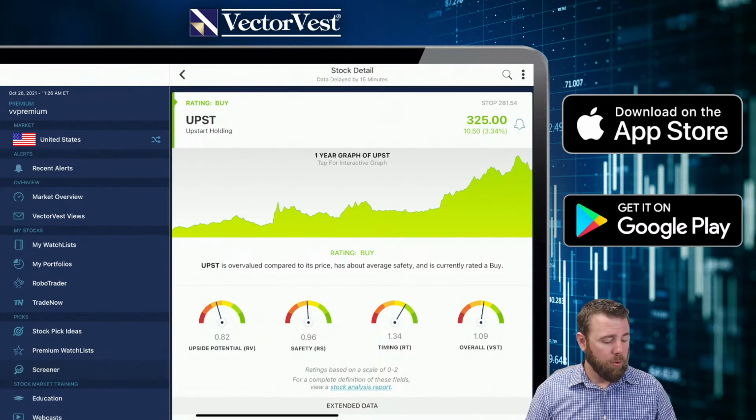UPST. Poor long-term potential. A lot of risk associated, or more risk associated with it. Timing still hasn't an uptrend, so it's a speculative play at $325 a share. That's going to be a pass for me, but overall the stock is favorable.